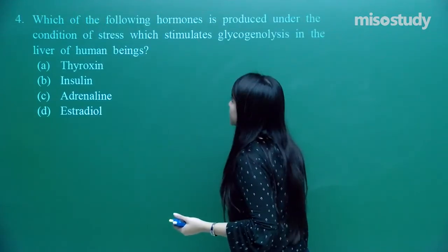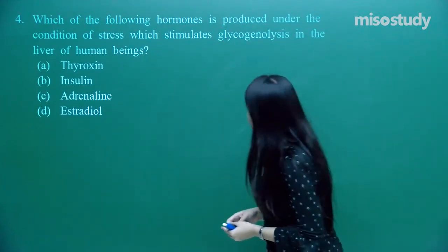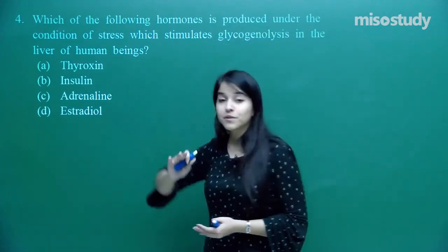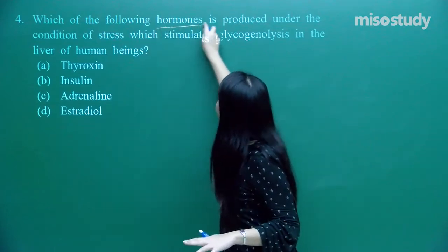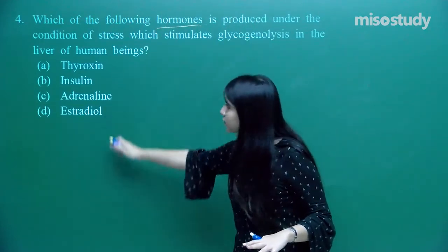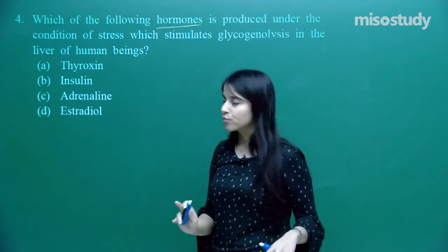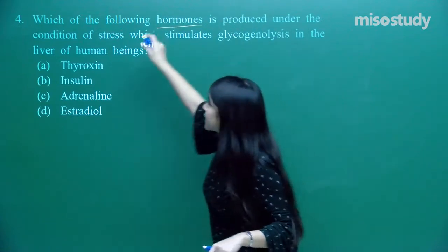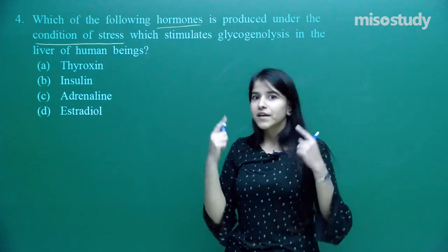What do I have next? Which of the following hormones is produced under the condition of stress which stimulates glycogenolysis in the liver of human beings? All of the compounds given over here are hormones. That is what the question says, and it is produced under the condition of stress. So I need to find out which hormone is produced when we have stress.